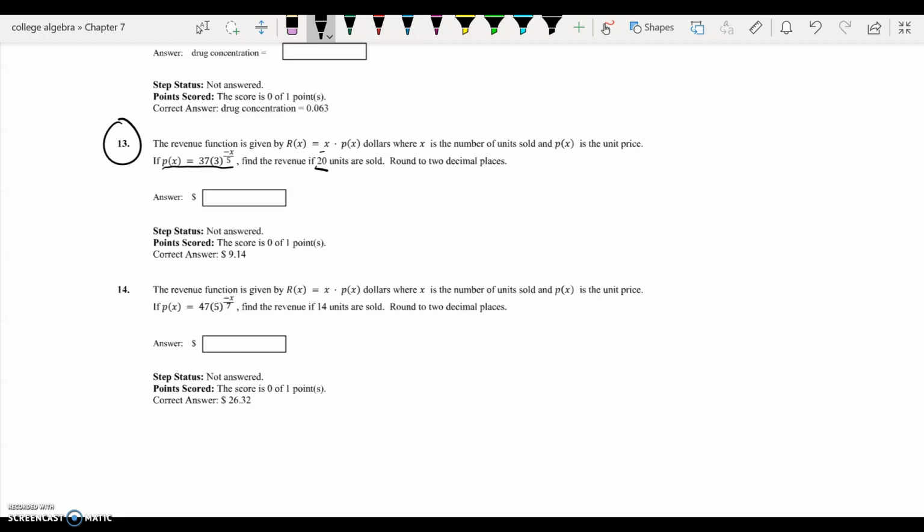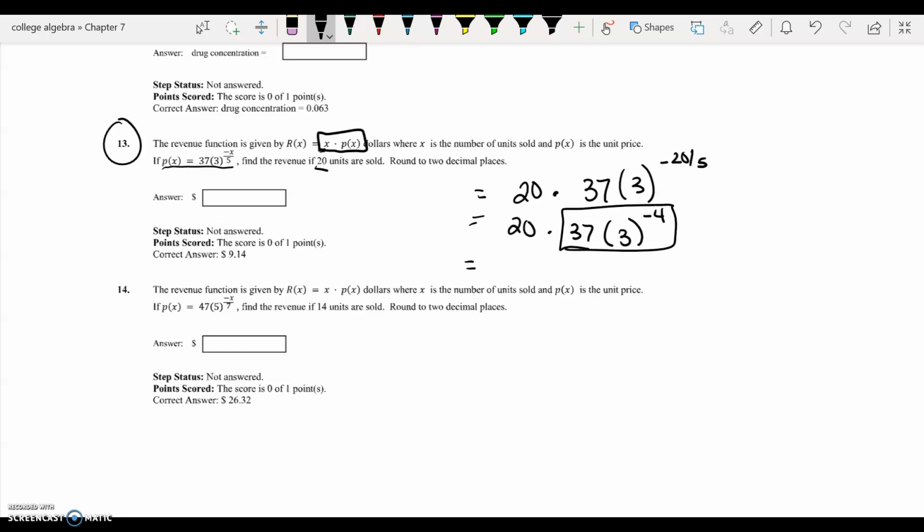My 20 is going to go into every x that I see here. So I'm going to say 20 times. I have the p of x equation, so I'm going to plug it in. And it's negative 20 divided by 5. So you get 20 times 37 times 3 to the negative 4th. You would type all that into your calculator, do this part first, and then multiply it by 20, and you should get your 914 that they're after.